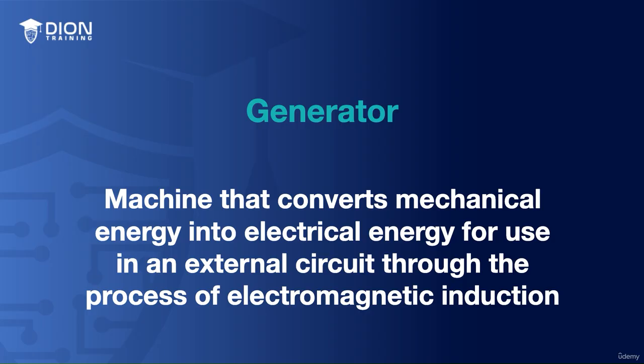So this brings us to our third thing, which is known as a generator. A generator is a machine that converts mechanical energy into electrical energy for use in an external circuit through the process of electromagnetic induction. Now, a backup generator should be installed as part of your emergency power system architecture so that when there's an outage of your regular power supply for the electric grid, the generator will be able to take over and provide power to your devices for an extended period of time.